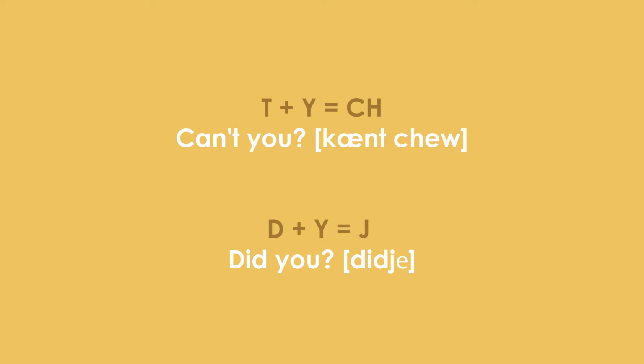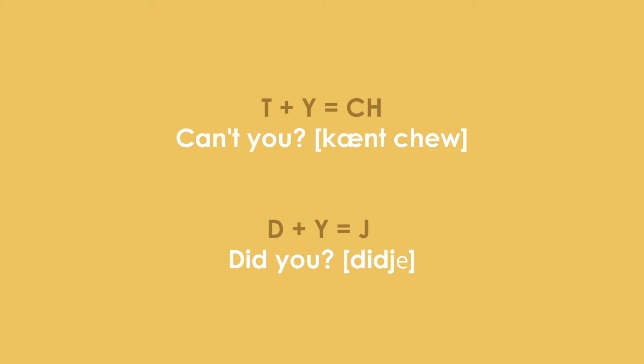All right, now let's move on to connection number 4. This is T, D, and S with a Z or a Y sound. The first one is T plus Y. When you connect T plus Y, it sounds like a CH. Look at the example that we have on the screen, all right? It says, can't you? Can't you do this for me? Can't you? It sounds like a CH between can't and you.